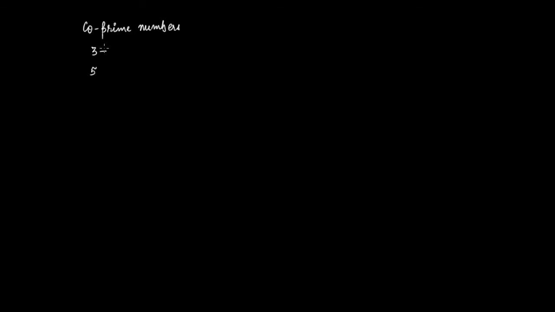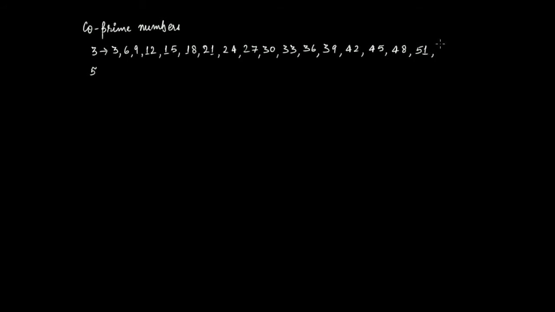Let's write multiples of 3. So this will be 3, then 6, then 9, then 12, then 15, then 18, then 21, then 24, then 27, then 30, 33, 36, 39, 42, 45, 48, 51, 54. Okay, and so on.